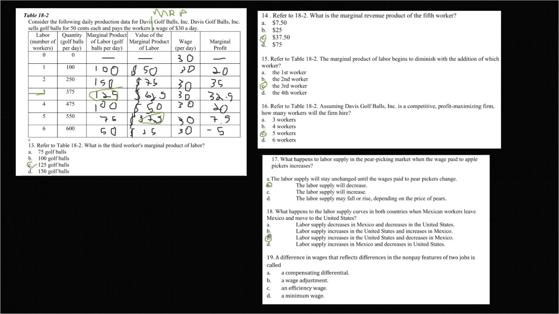So 18 is C. A difference in wages that reflects differences in non-pay features. So this is called a compensating differential. For example, like a bus pass or whatever, is this thing called a compensating differential, and that's just vocabulary. It's not really a big skill. It's just kind of a term you need to know.